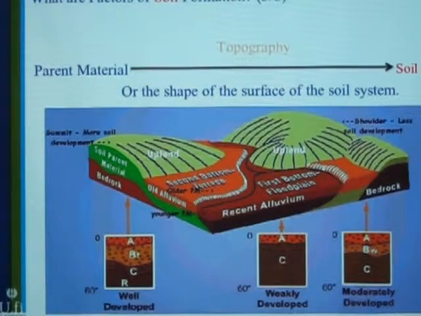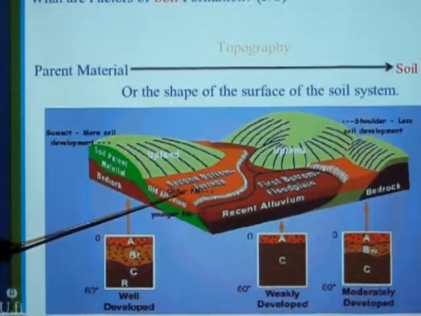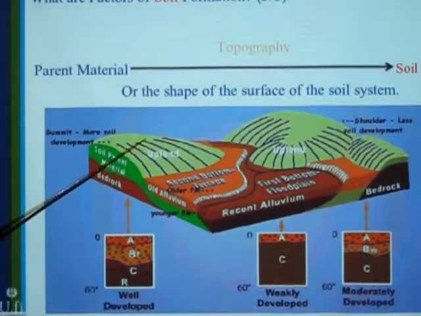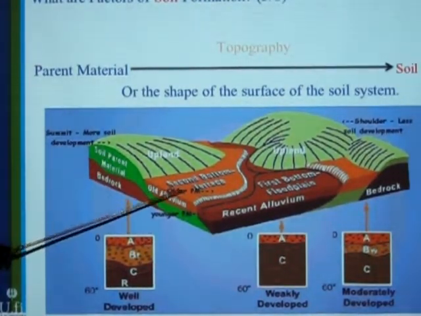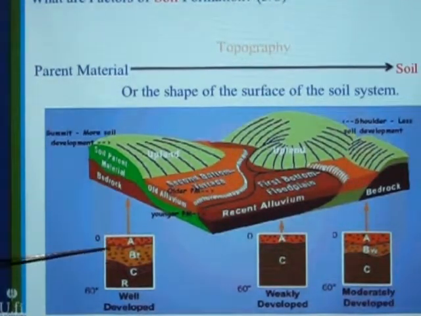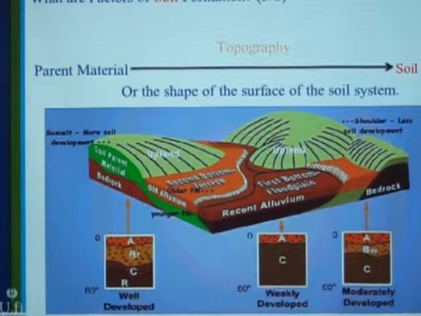The other factor is the topography. If we have a difference of relief, for instance, the slope of this area is totally different from the slope of this area. So the effect of climate, organisms, and materials in this area is totally different from this area. That's why the depth of soil is different as well. The depth of soil means the amount of production, or of soil products, is different: that much here and that much here.